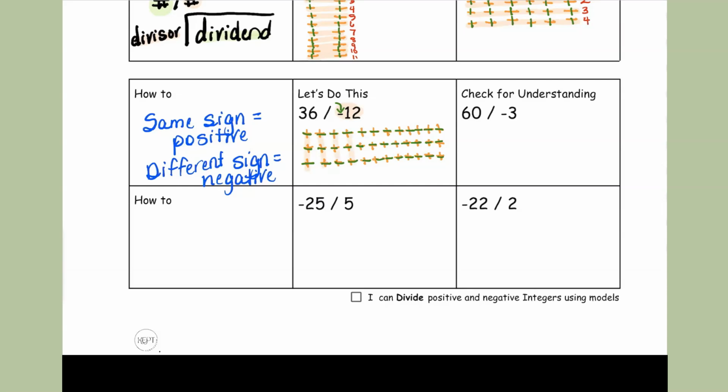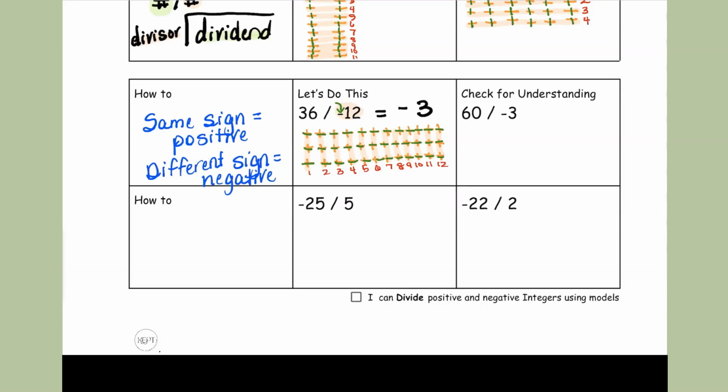1, 2, 3, 4, 5, 6, 7, 8, 9, 10, 11, 12. All right, let's number those just to make sure. 3, 4, 5, 6, 7, 8, 9, 10, 11, 12. So yes, I do have 12 groups. And how many belong in each group? Well, that answer is 3 negatives, or -3.